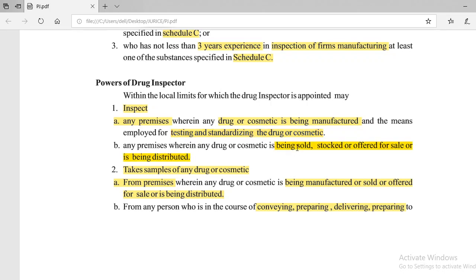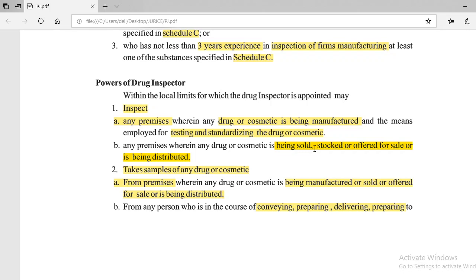Then any premises wherein a drug or cosmetic is being sold, stocked or offered for sale, or is being distributed. That means all the retail and wholesale shops and all the storehouses of the pharmaceutical industries. So he can inspect any premises where the drug is manufactured, tested or standardized, or where the drug is sold or stocked, or the wholesale shops, also.